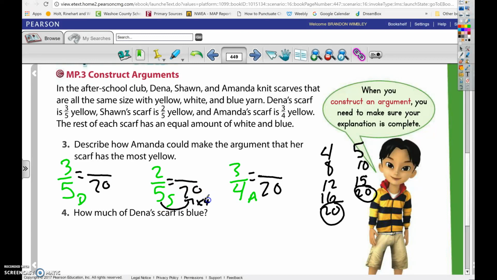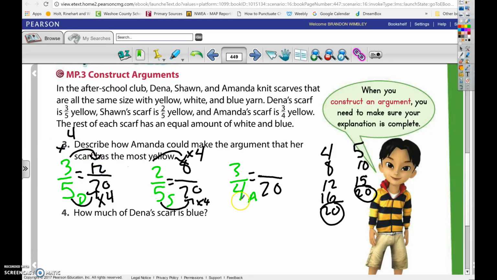Well, that was times 4. So I'm going to multiply this 2 by the same number. Whatever I do to my denominator, I also do to my numerator. I get 8. How did I get from 5 to 20? It's times 4. So that's the same thing. Whatever I do to my denominator, I have to do to my numerator.